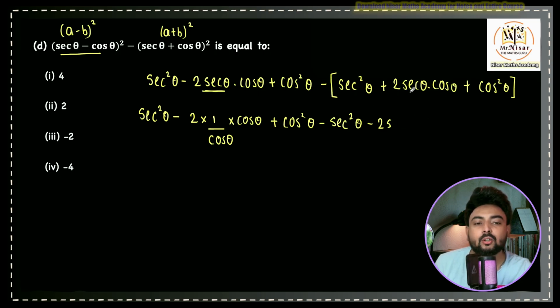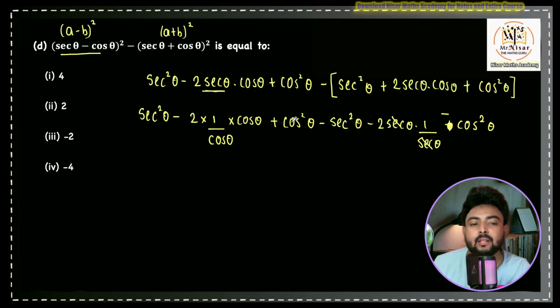So what I'll do children, instead of this cos theta, I'll write it as 1 by sec theta, or you can write sec as 1 by cos. This is one and the same thing. Here I have written instead of sec as 1 by cos, here I am writing instead of cos 1 by sec. These are one and the same thing, we are just writing reciprocals of each other, and this plus will become minus. Then if I cancel, both will get cancelled. And here plus cos square theta minus cos square theta, this is also going to get cancelled.